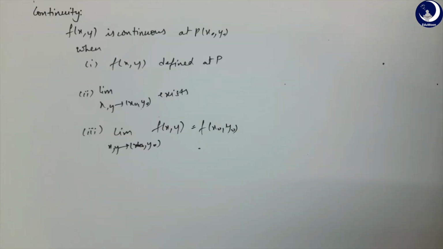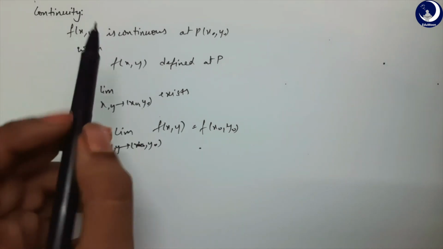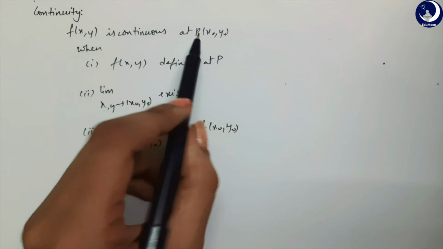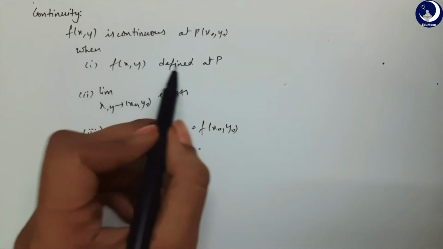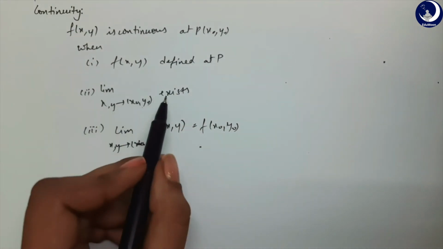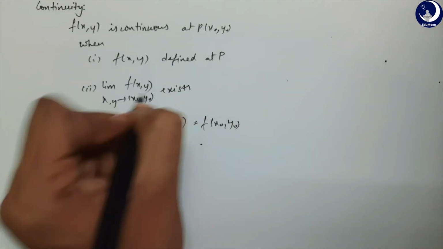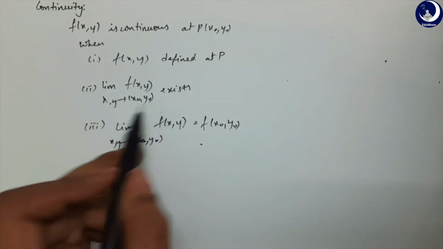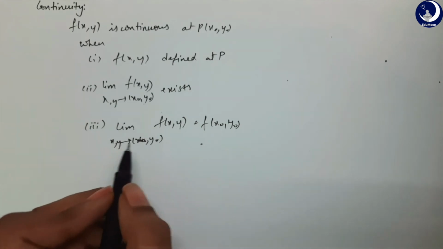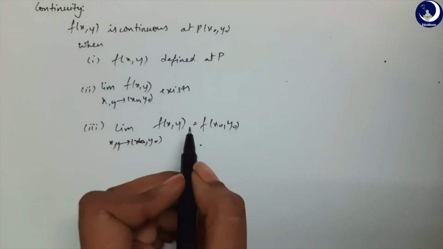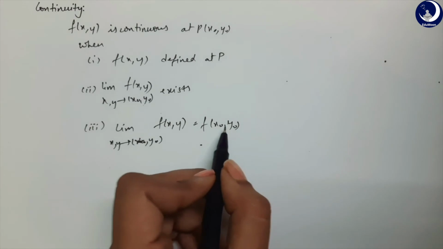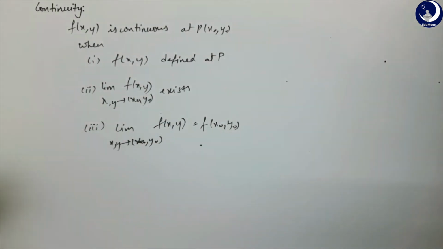So that's that. Before we get into some examples of limits, let's talk about what continuity means for functions of two or more variables. Now, a function f(x, y) is said to be continuous at a point P when f is defined at P, the limit of f(x, y) at this point exists, and the limit as (x, y) tends to (x0, y0) is equal to f(x0, y0). When all these three conditions are satisfied, that's when we say this function is continuous, else it's not continuous.